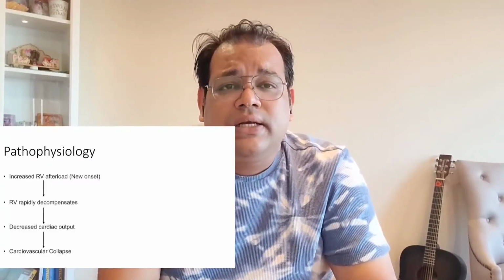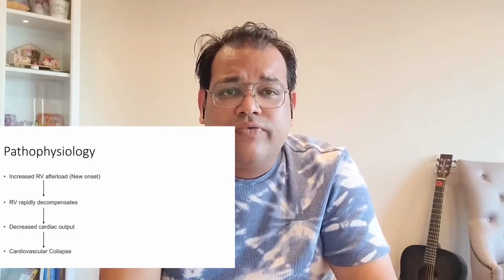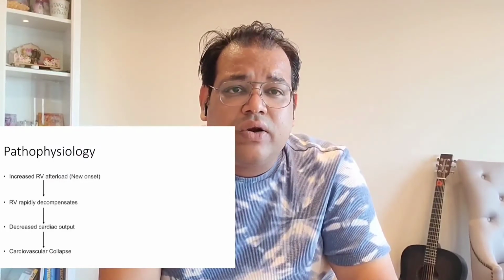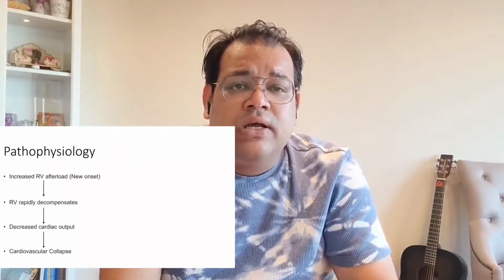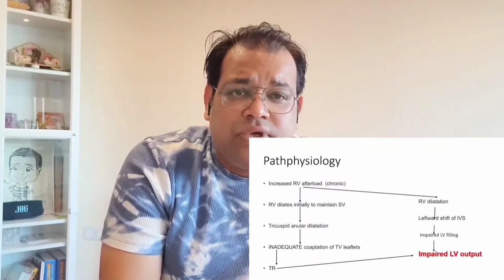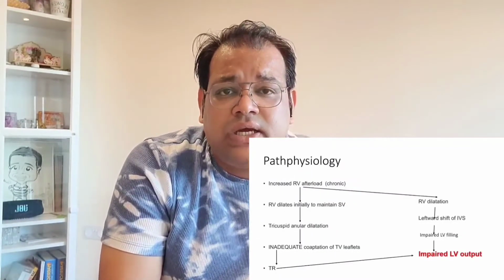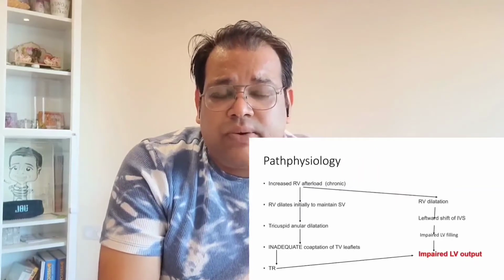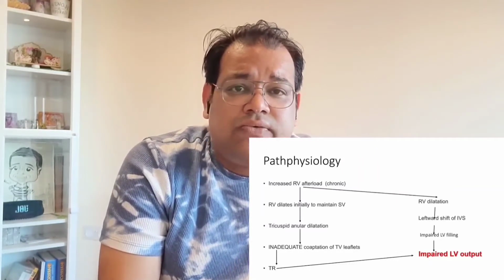Generally, this is an acute process, and if you see here, there is a sudden increase in the afterload for the right ventricle. The right ventricle cannot compensate for that afterload and it fails. Sometimes there is a chronic process, and on top of that there is an acute insult, which you can see here. So if there is a chronic ongoing process of pulmonary hypertension, there is volume overload first.